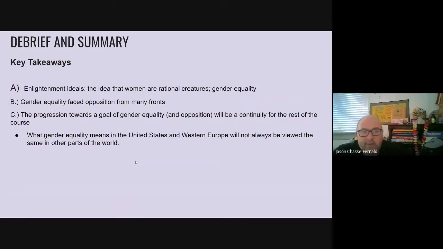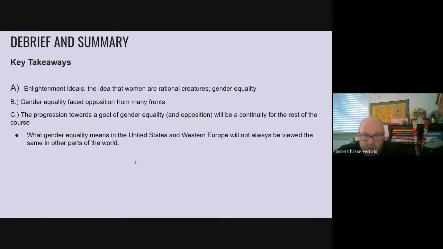All right, so some key takeaways today. Enlightenment ideals, the idea that women are rational creatures and promotion of gender equality. And gender equality is going to face opposition from many fronts, right? And not going to get much help from Enlightenment thinkers. The progression towards the goal of gender equality and opposition will be a continuity for the rest of our course, right? So this is something that we will discuss more, right, throughout the year.